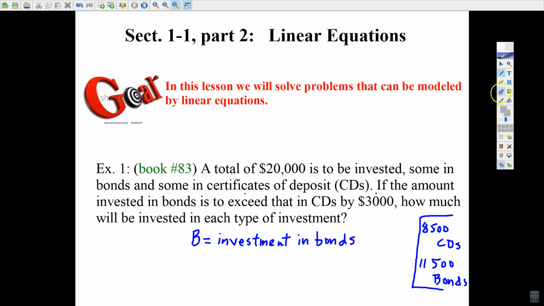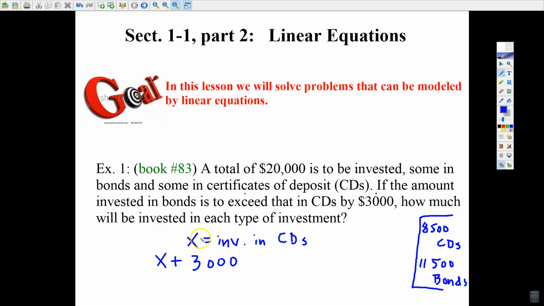And I'm just going to be traditional. I'm just going to use X and Y. You're not wrong if you don't. I'm just going to let X be the investment amount in CDs. Because we're told that the investment in bonds should be that CD amount increased by what? 3,000.